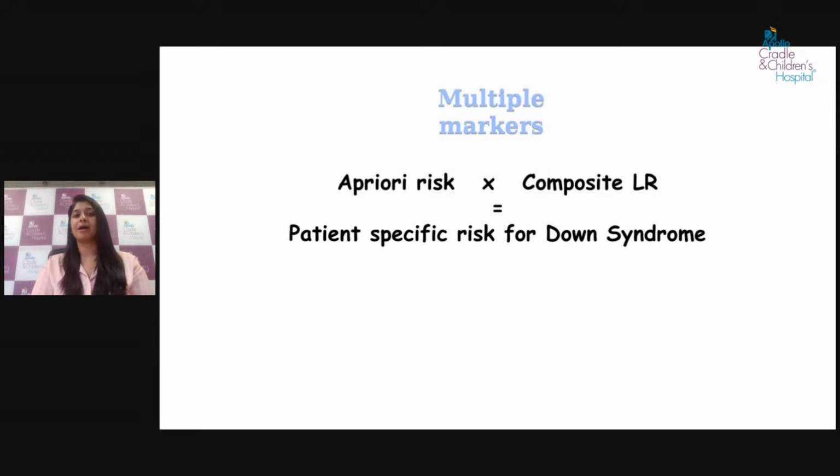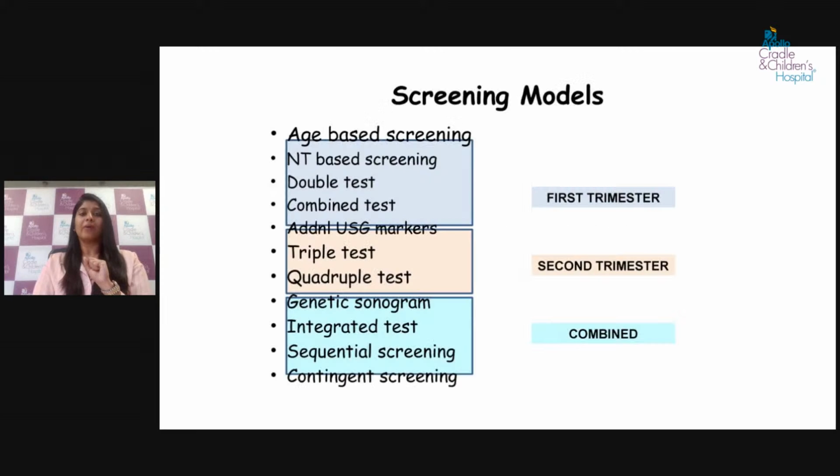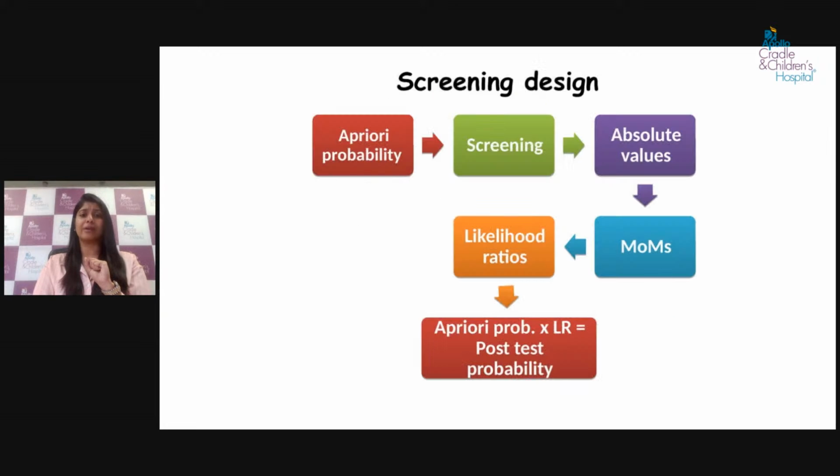So multiple markers, a priori risk times composite likelihood ratio, is equal to the patient-specific risk for Down syndrome. This is the way it has been calculated. When to screen? Before I enter this in the screening design model, like I said, a priori probability: every pregnant woman with a certain age has a certain risk, and then we do screening.